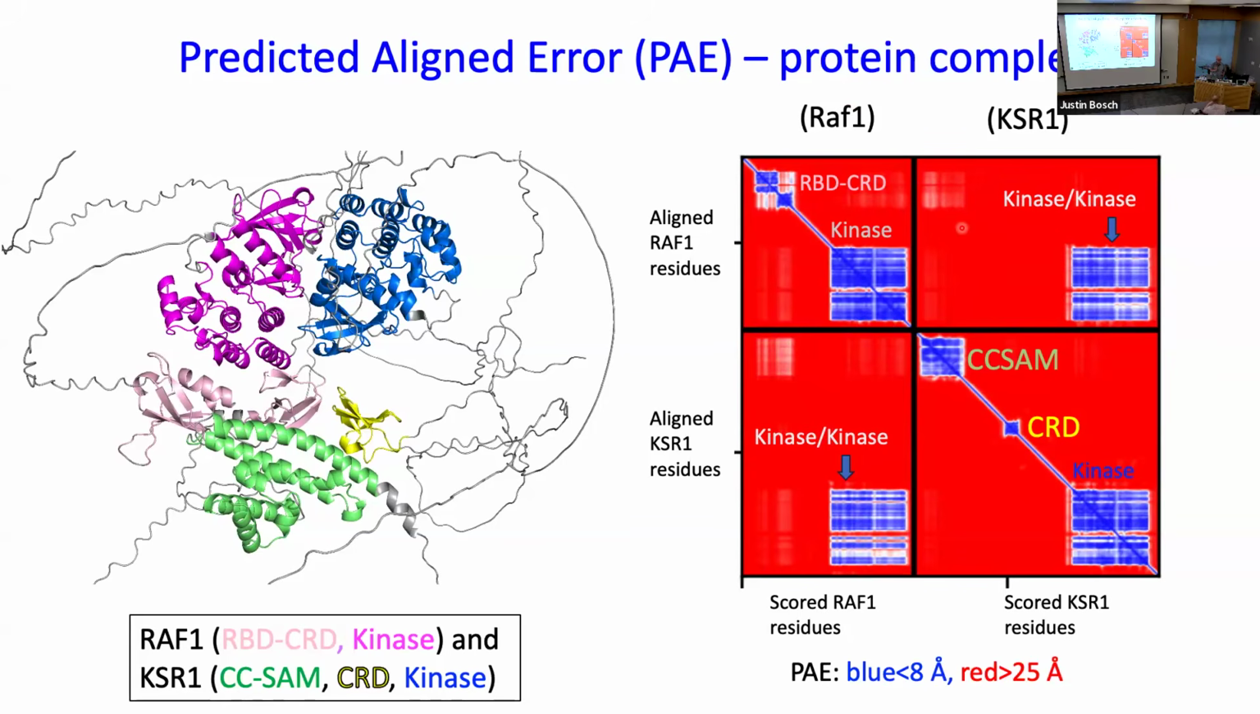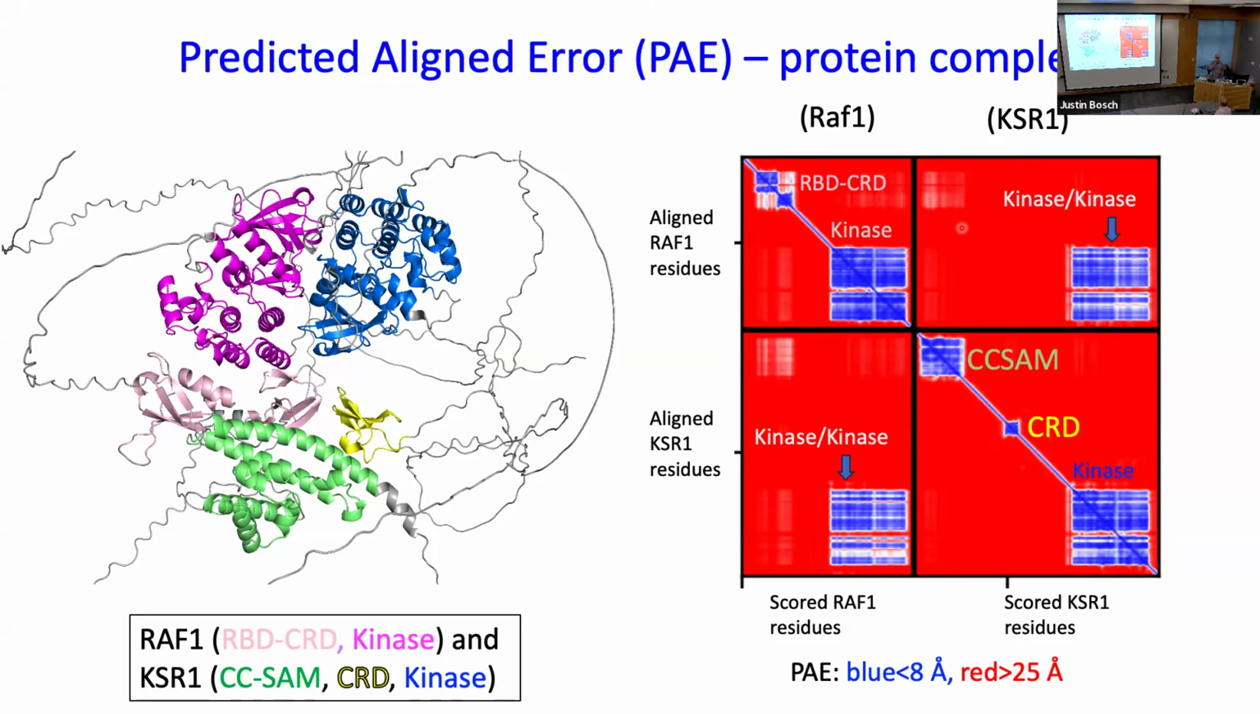Explain again why the off-diagonal patterns, the matrices, look slightly different, whether you're aligning with RAF and scoring with KSR1. Yeah, I don't ultimately know the exact reason for it. It's kind of a numerical thing that it's predicting an asymmetric score. You're aligning on one thing, scoring the other. And it's been trained to say, well, if I align on one thing and score the other one, this is the number, this is what I think the error might be in that distance. And the model just isn't completely symmetric.